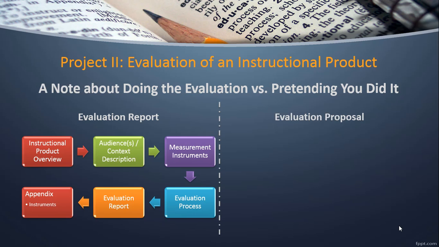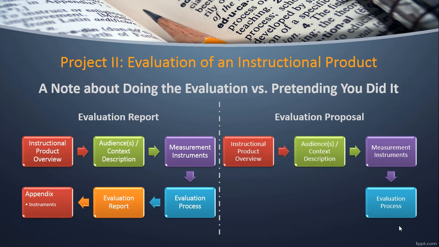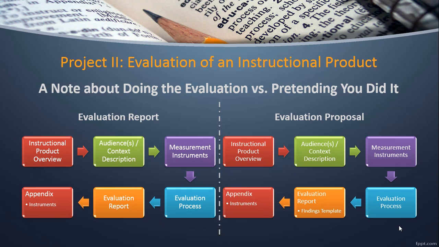If you do go the evaluation proposal route, you will have the same sections in your project. The only difference is that when you get to the evaluation report, because you have not conducted the research or the evaluation, you will have a findings template. So you can think of it as a template of how you would organize the information in your findings section in the report, so that when you actually do the evaluation, you just have to put in the numbers where the placeholders for data are. And the last piece is the same. You're going to have your appendix with the instruments.